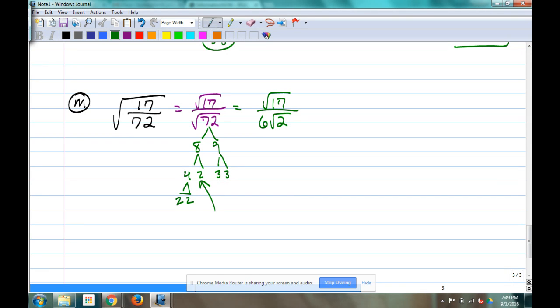There's an extra 2. Here's a pair of 2s. Here's a pair of 3s. Got a pair of 3s. Oh, I did it wrong. Got a pair of 3s and a pair of 2s. So that's 3 times 2. That's this 6 that came out. And then this 2 left over is where it comes on the inside there.